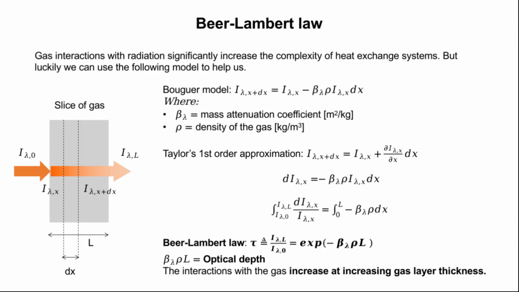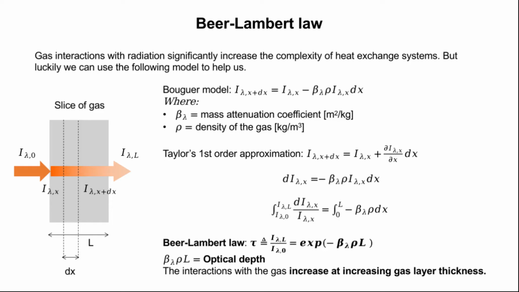Gas interactions with radiation significantly increase the complexity of heat exchange systems, but luckily we can use the following model to help us. Let's consider a slice of gas of length L, traversed by a radiation of initial intensity I lambda 0. Due to interactions with this slice of gas, radiation will decrease in intensity up to I lambda L at the end of the gas layer.